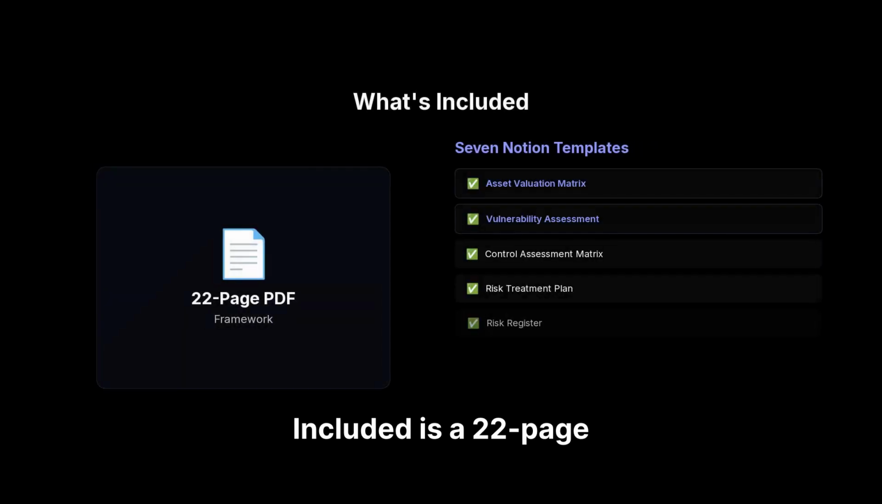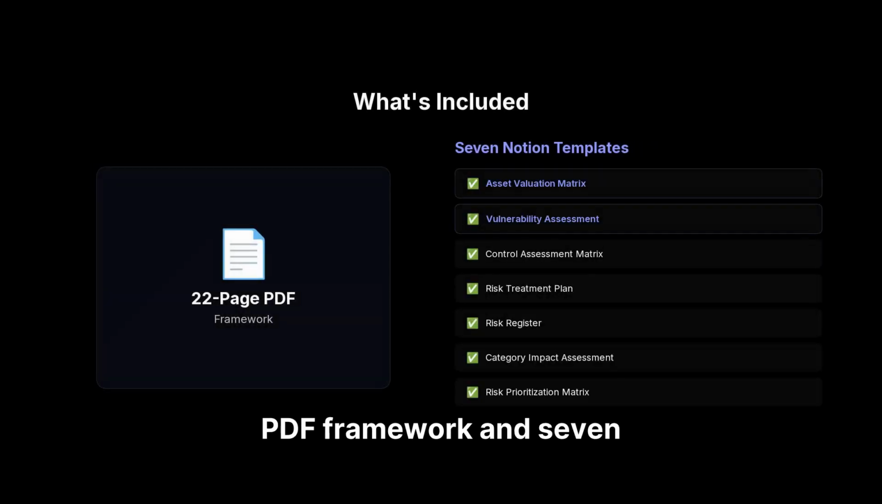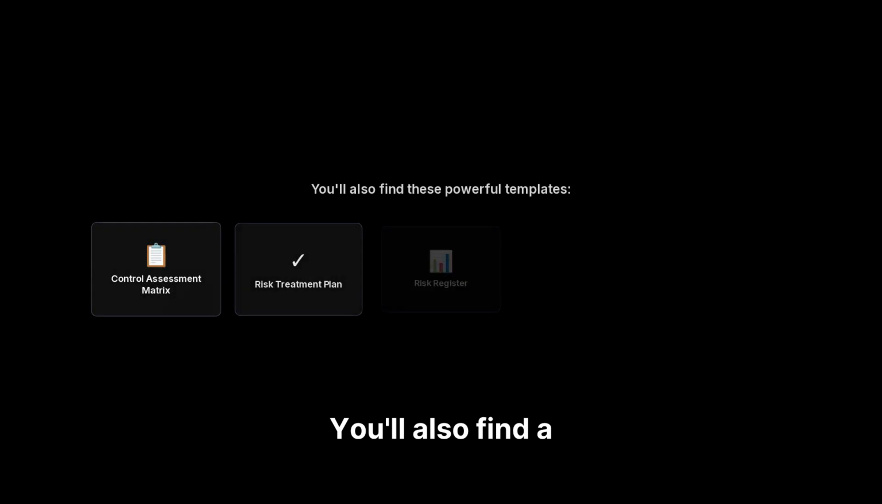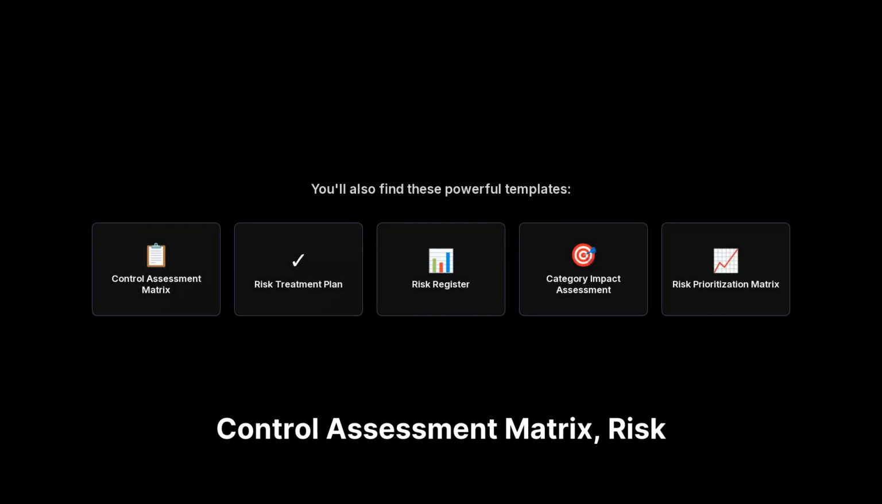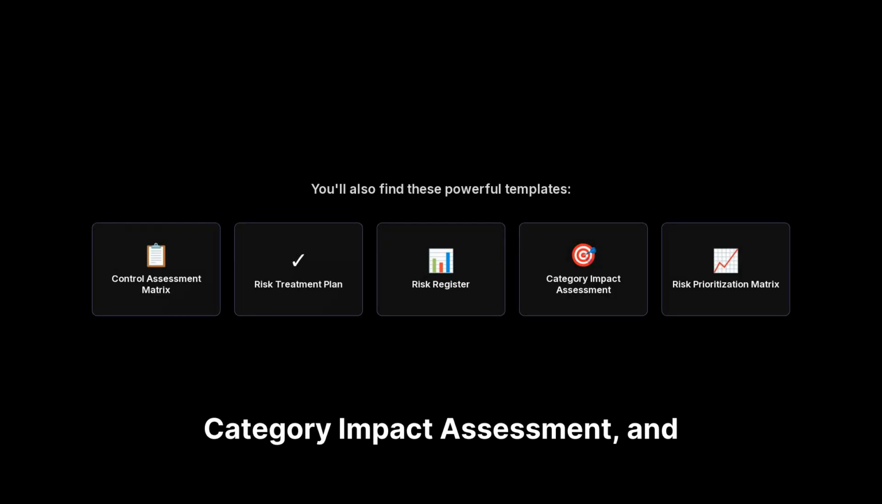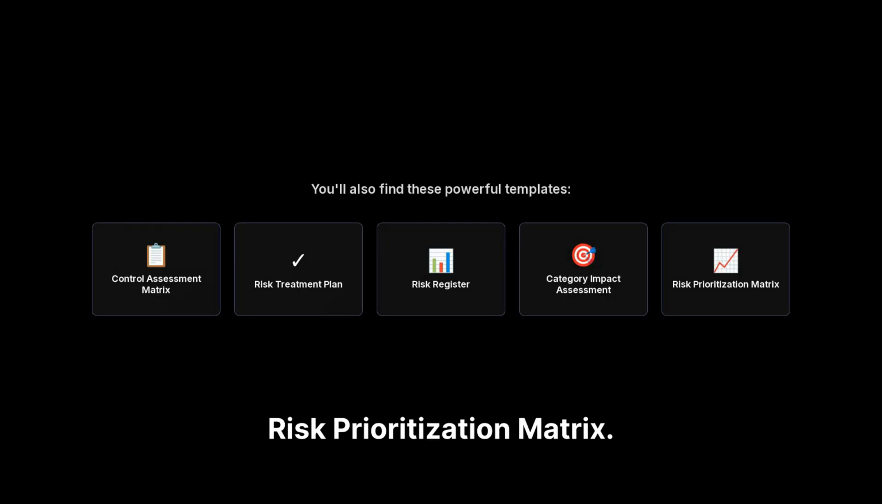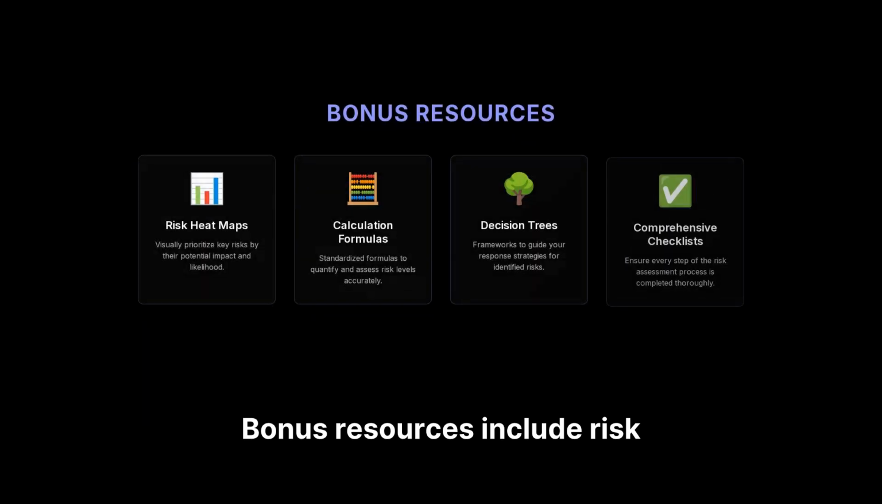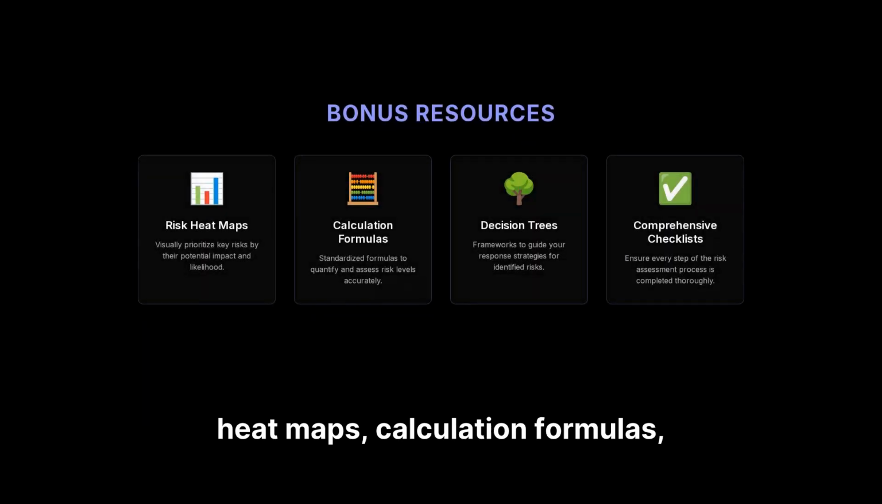Included is a 22-page PDF framework and 7 Notion templates, such as the Asset Valuation Matrix and Vulnerability Assessment. You'll also find a Control Assessment Matrix, Risk Treatment Plan, Risk Register, Category Impact Assessment, and Risk Prioritization Matrix. Bonus resources include risk heat maps, calculation formulas, decision trees, and comprehensive checklists.